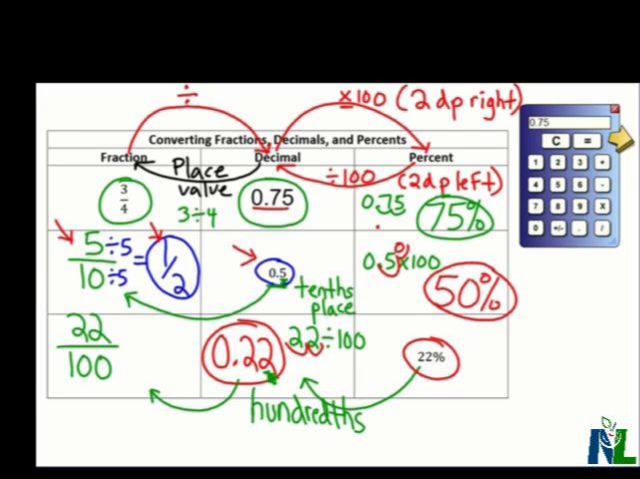Both numbers are even. So I'll divide both by 2. And I get 11/50 in lowest terms. I can't break it down anymore. So 11/50 is equivalent to 0.22, which is equivalent to 22%.